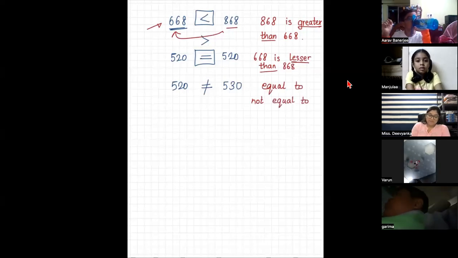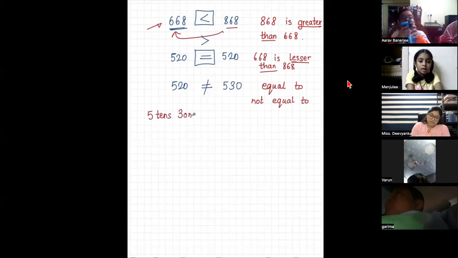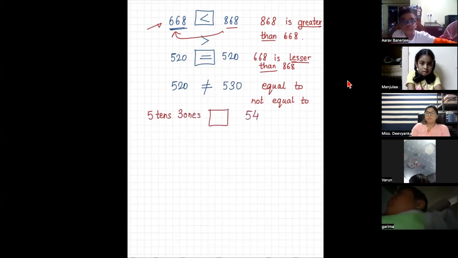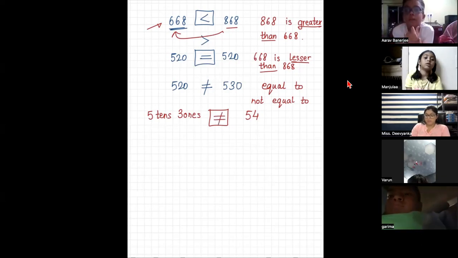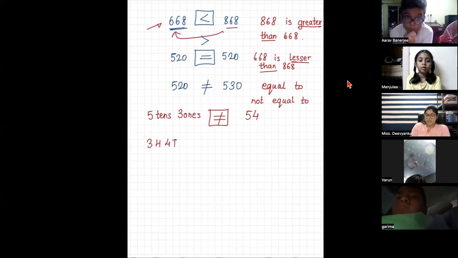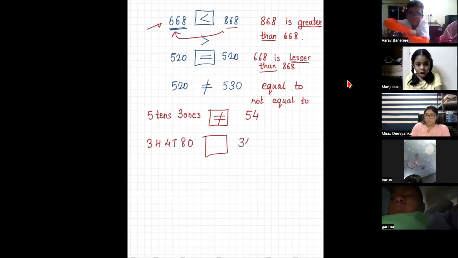Okay. So is 5 tens and 3 ones equal to or not equal to 54? Not equal to. Correct? And now tell me this one. Let's say I have 3 hundreds, 4 tens, and 8 ones. Equal to or not equal to 348?